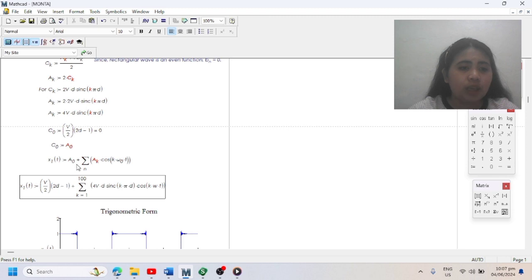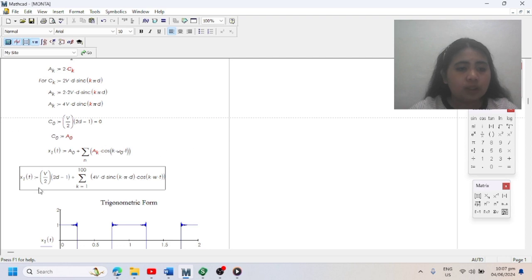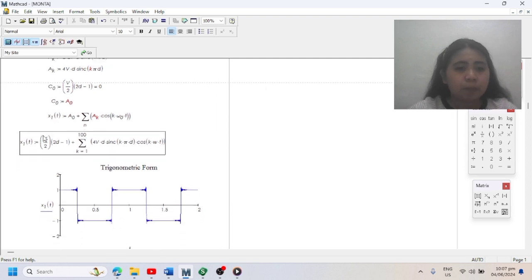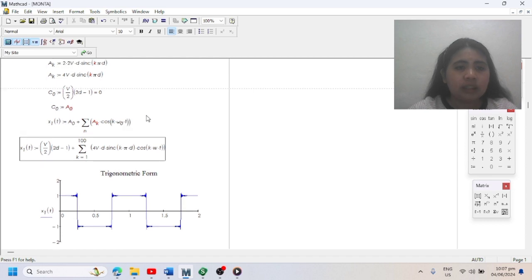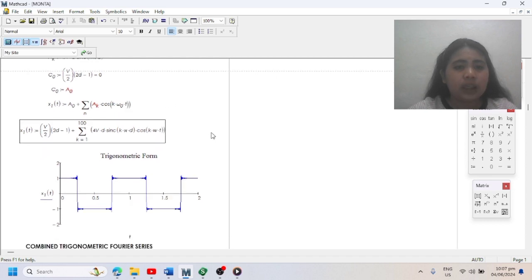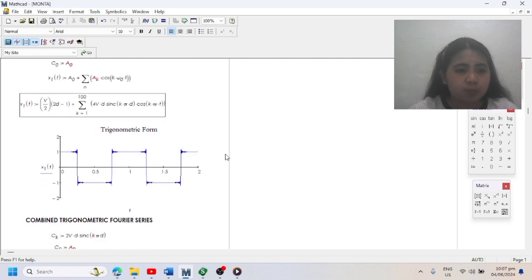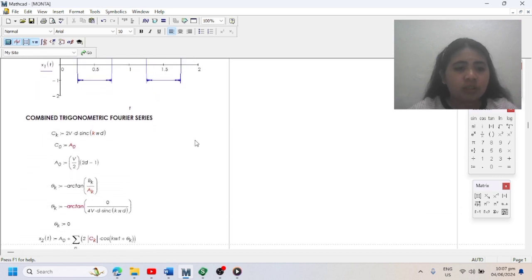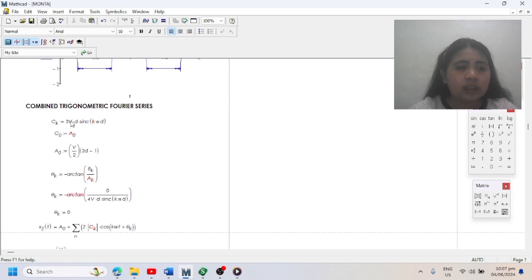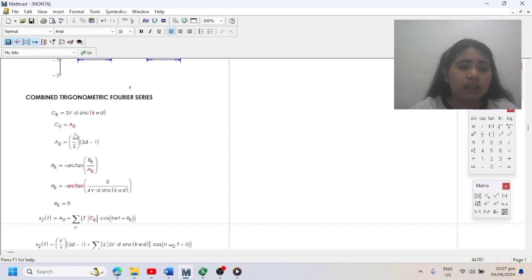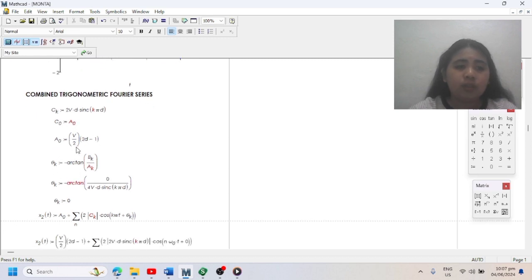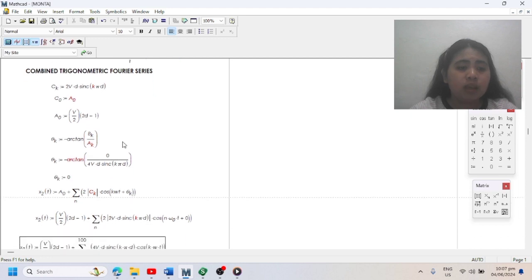So this is the formula for the trigonometric Fourier series: x of t is equal to A naught plus Ak times cos k omega sub naught times t. So upon substituting, we have now the trigonometric form, and it is just the same as the exponential form. And for the combined trigonometric Fourier series, Ck is equal to 2V times this sinc k pi d. So C naught is equal to A naught. A naught is equal to V over 2 times 2d minus 1.